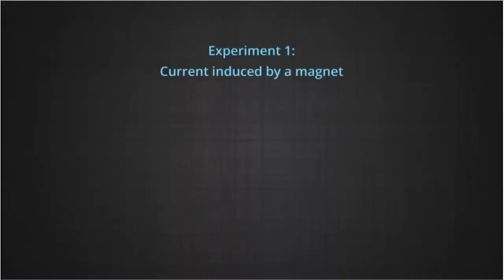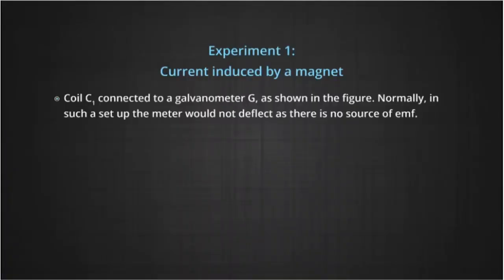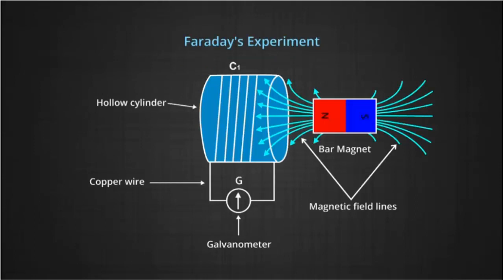Experiment 1: Current induced by a magnet. Let us take a coil C1 connected to a galvanometer G as shown in the figure. Normally in such a setup, the meter would not deflect as there is no source of e.m.f. We have taken a coil which is attached to the galvanometer. We also have a bar magnet which can be moved in and out of the coil.